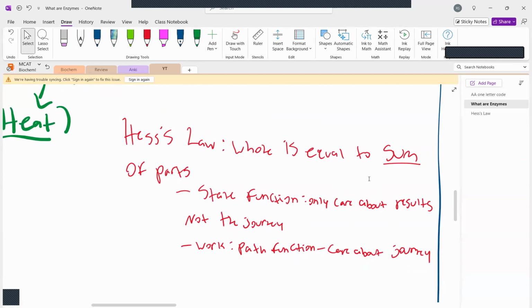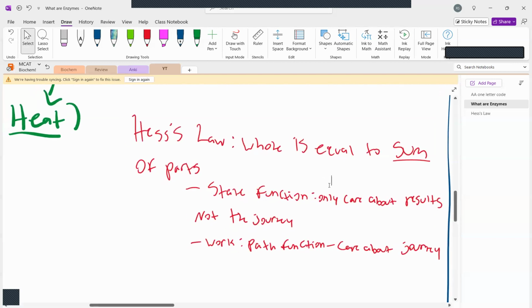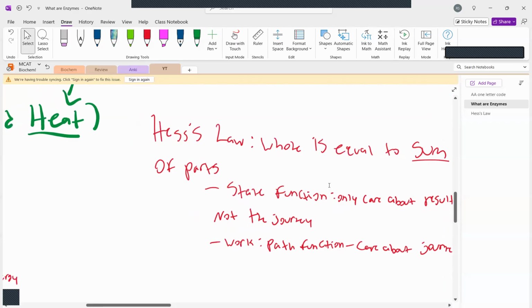And then enthalpy and Gibbs free energy are state functions. You know how people are always like, it's the journey that counts? Nope, not for this. You only care about the results, not the journey. The journey is meaningless. And then work is a path function, so that's where you care about the journey. When you see those graphs where you have to calculate the area under the curve, like the PV graphs, that is a path function. So that's the difference.